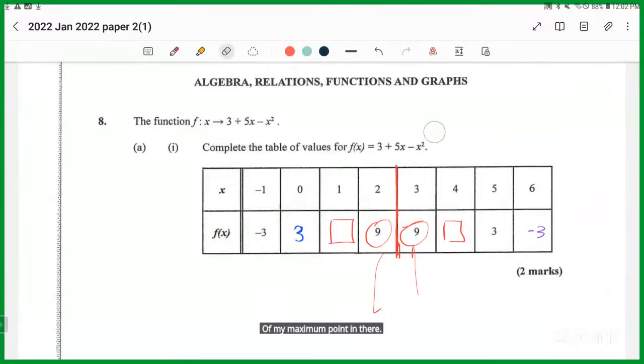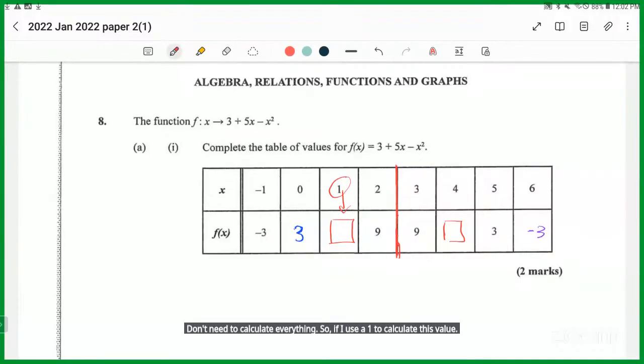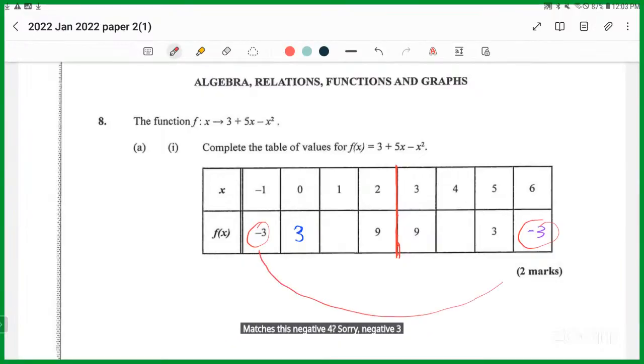Some things you can use your knowledge and do. You don't need to calculate everything. So if I use the 1 to calculate this value, I can just put that same value here because of the symmetry of the values. Not everything has to be calculated. But let me ask you a question before we move on. Do you guys understand and see why this negative 4 matches this negative 4? Negative 3 matches that negative 3 because they are the same distance from this line of symmetry in the middle.